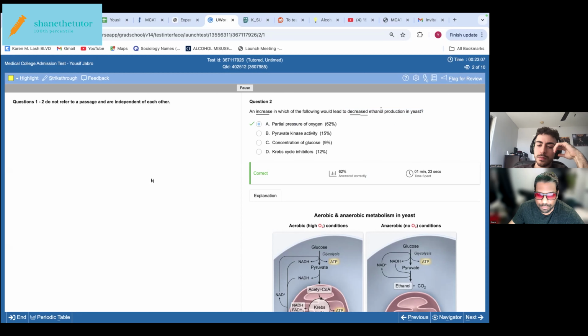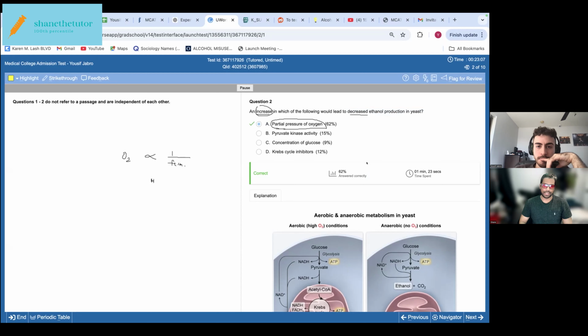So oxygen is inversely proportional to the fermentation, right? So an increase in partial pressure of oxygen, which is the oxygen concentration, would cause a decreased production of ethanol. Yeah, based on this. Okay. And then why are the other ones wrong?